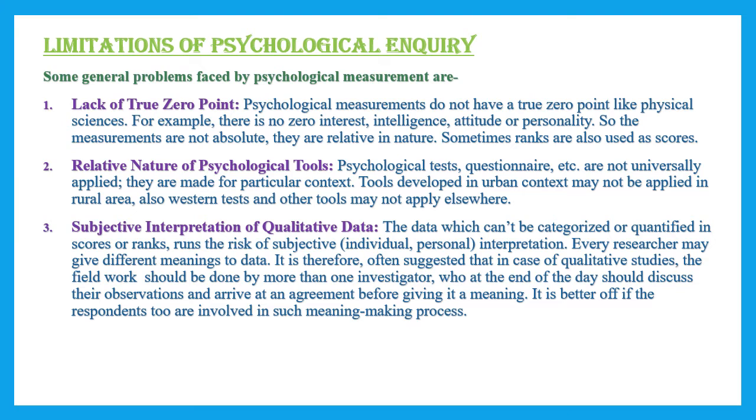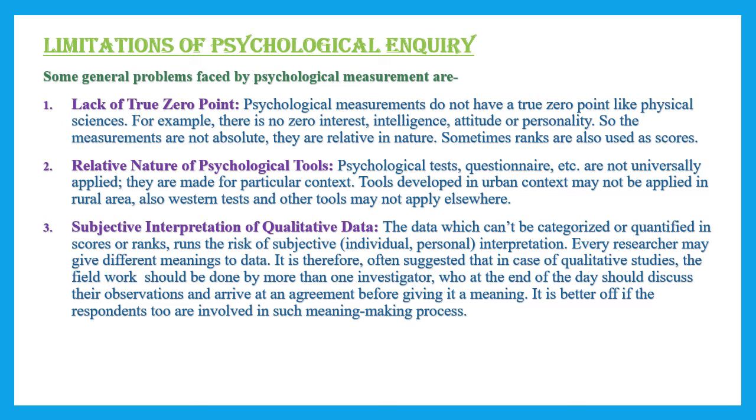Third, subjective interpretation of qualitative data. So the data which can be categorized or quantified in scores or ranks runs the risk of subjective, that means individual or personal interpretation. Now, every researcher may give different meanings to data. Yes, because the researcher himself or herself is a human being, is an individual, and every individual is unique and they have their own interpretations. Yes, they give their own meanings.